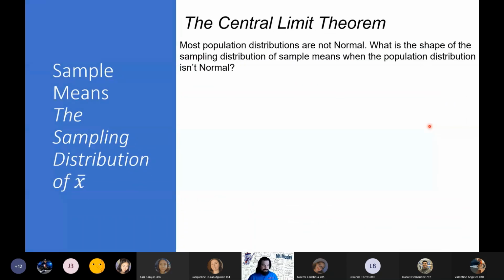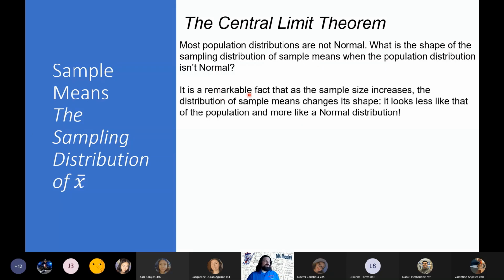Now we're going to talk about the central limit theorem. And the reason this comes up is because it allows us to deal with non-normal parent distributions. So most population distributions are not normal. So what is the shape of a sampling distribution of sample means when the population distribution isn't normal? Well, luckily, there's a remarkable fact that as the sample size increases, the distribution of sample means changes its shape. It looks less like that of the population and more like a normal distribution.